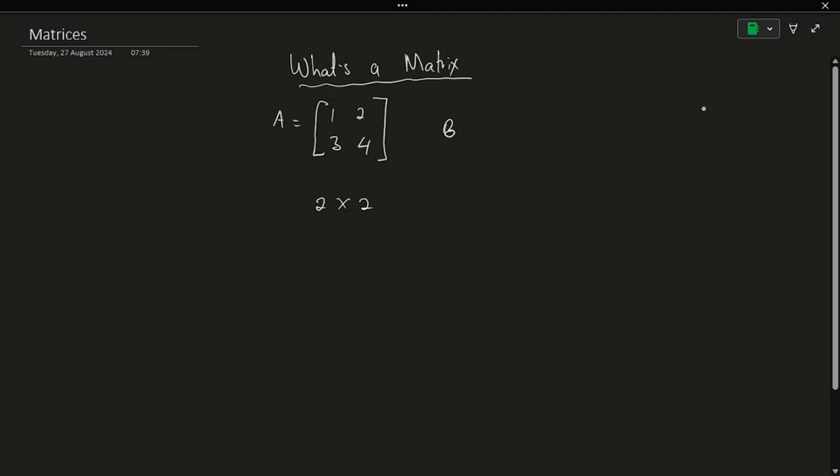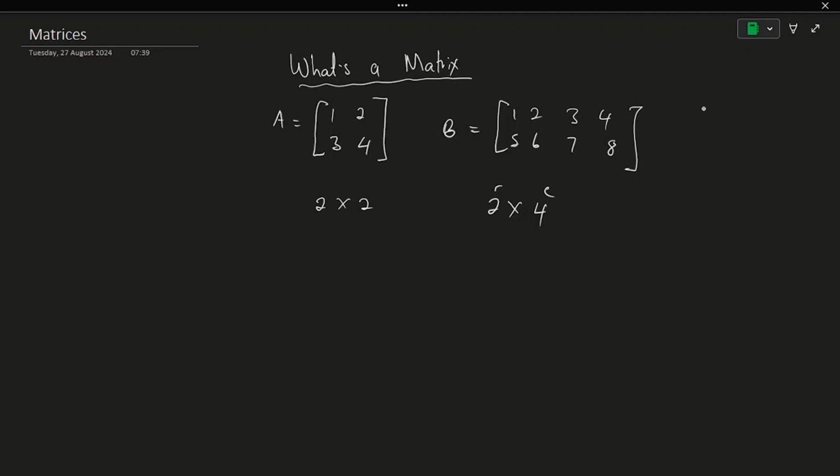Or we can also have B, which is 1, 2, 3, 4, 5, 6, 7, 8. So this is a 2 by 4 matrix because it has 2 rows and 4 columns. So a matrix is just an ordered rectangular arrangement of real numbers into m rows and into n columns.